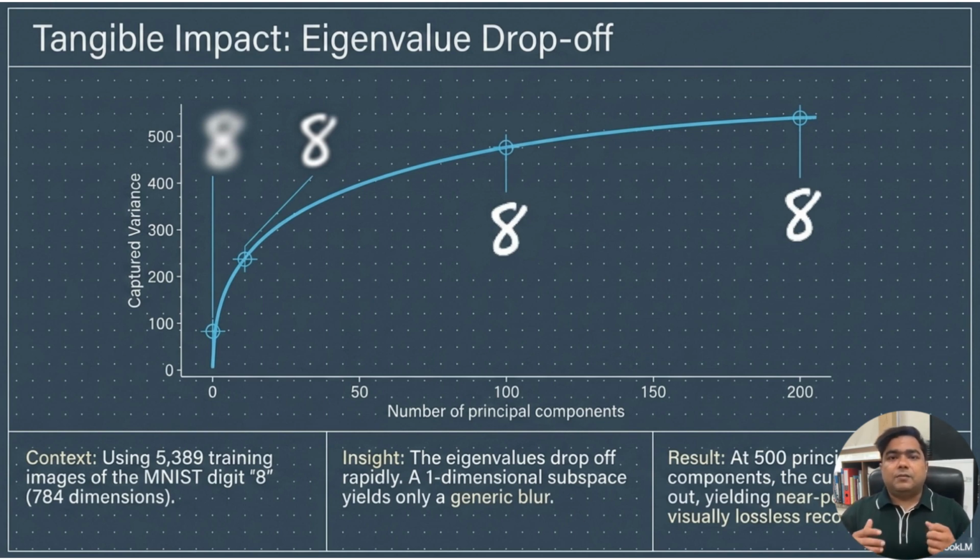At the beginning, the curve rises very quickly. This means that the first few principal components capture a large amount of important information. After some point, the curve becomes flatter. This means that additional components add only small amounts of new information. This is called eigenvalue drop-off. The eigenvalues decrease rapidly, meaning the later components contain less meaningful structure. For example, if we use too few components, such as one component, the image becomes a generic blur. But if we use many more components, such as 500, the reconstruction becomes almost visually lossless. The key message is this: PCA helps us decide how many dimensions are enough.